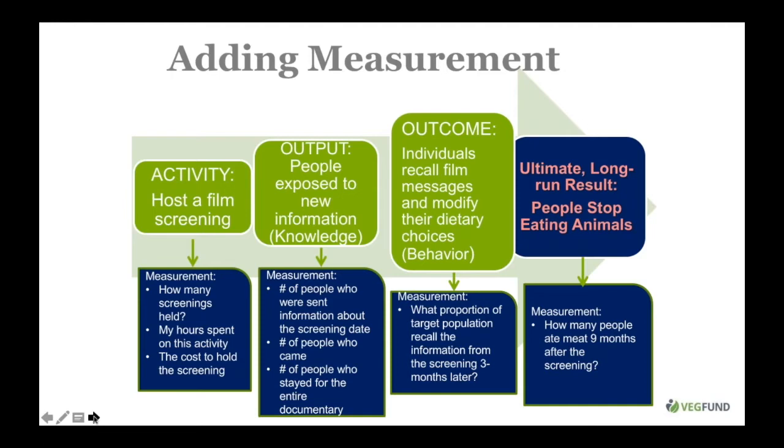So in our measurement in the future, sometime post the actual date of the event, we are going to measure what actually happened. And this is effectively the evaluation. So sometime in the future, at that outcome, let's say 3 months after the film was shown, what proportion of that target population really recall the information from the screening? And then I'm going to make some attempted link of causality that people saw my film, 3 months later they recalled the information, and I went and spoke to them again 9 months later to find out how many people were still eating meat after the screening. Our desire is zero, right? But we do need to do a measurement.